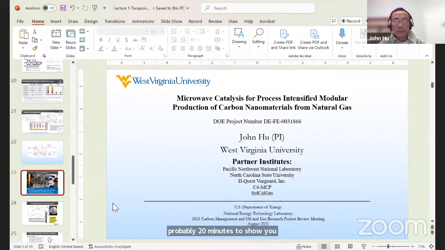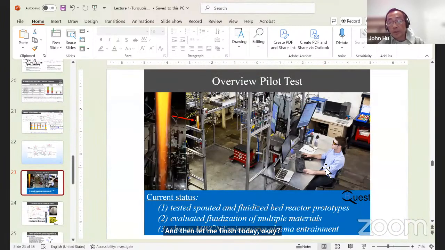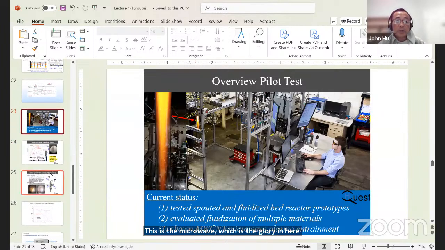Okay. So this is a pilot plant build. Do you see this guy? This is the student sitting here. This is a pilot plant. This is the microwave reactor, which is glowing in here. And in this case, we use both microwave and also microwave plasma, because you need to pre-activate the methane in order to do the pyrolysis.